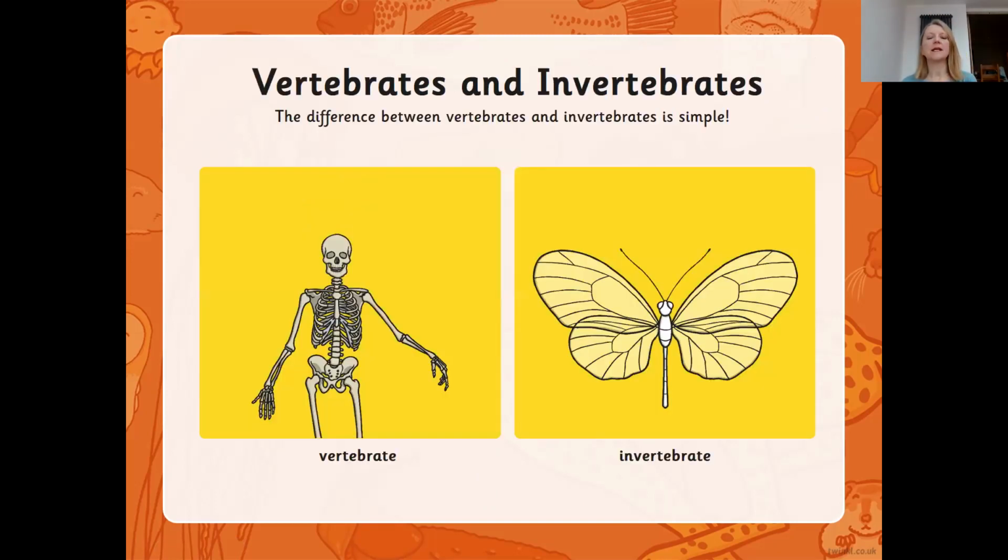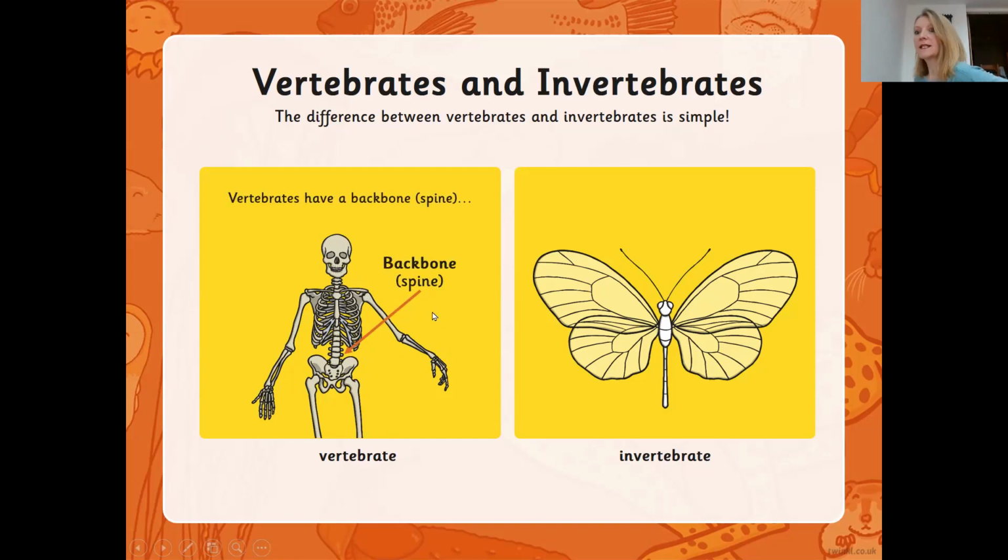Now, animals can be split into 2 big groups, and these 2 groups are called vertebrates and invertebrates. Can you see those words at the top of your screen? Vertebrates and invertebrates. And the difference between them is really simple. On the left-hand side here, we have what a vertebrate is, and we are vertebrates. Humans and lots of other animals are vertebrates, but there is a reason why we can put them into the vertebrate group. And the reason is because we have a backbone or a spine.